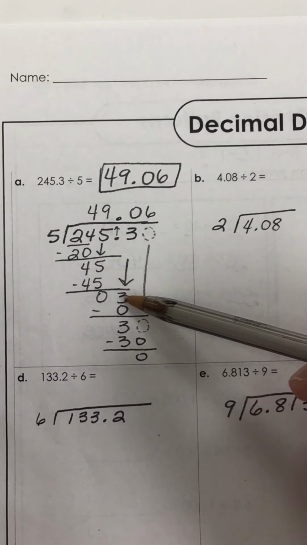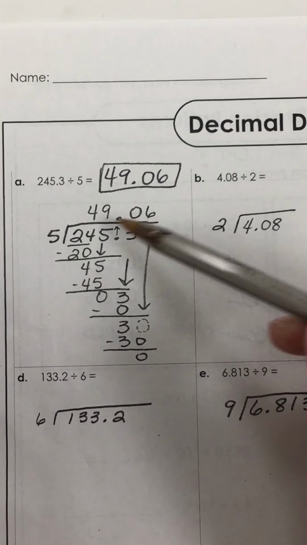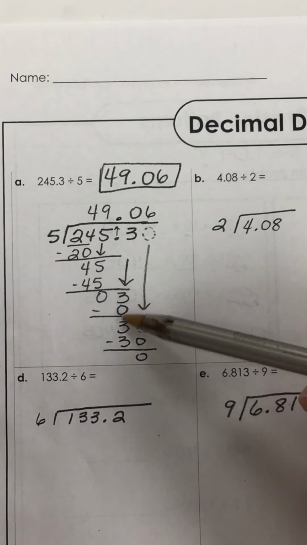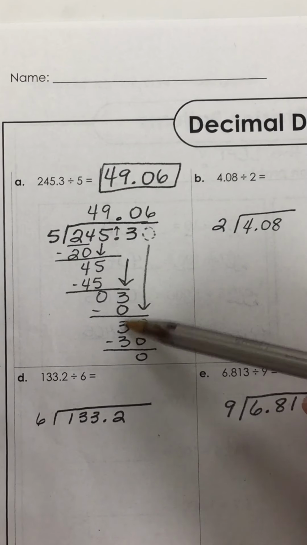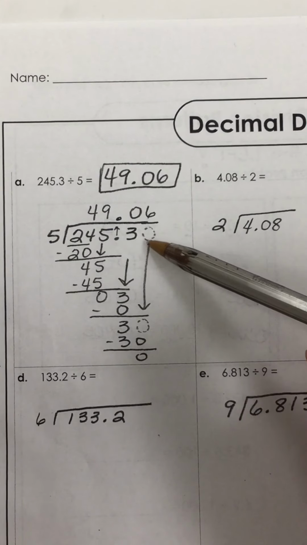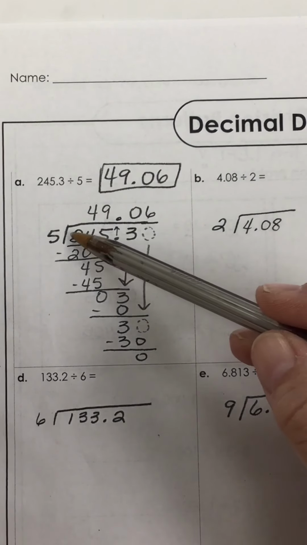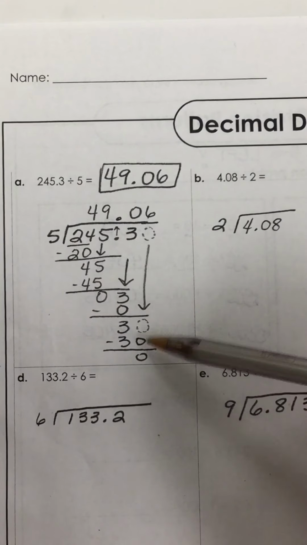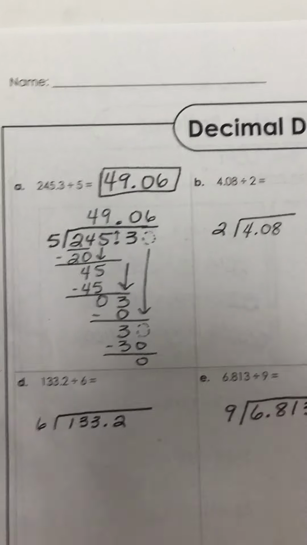Bring down your 3. 5 cannot go into 3. It goes in there 0 times, because 0 times 5 is 0. Subtract, and I have 3 left over. In division, we cannot have a remainder. So we added a 0, and I just kind of made it a dotted line so you could see it. I added a 0, because we can add zeros behind the decimal, as many as we want, and it doesn't change my number. So I added a 0, and I brought it down. Then it says, what times 5 equals 30? Well, that's 6. 6 times 5 equals 30. And 30 minus 30 equals 0.